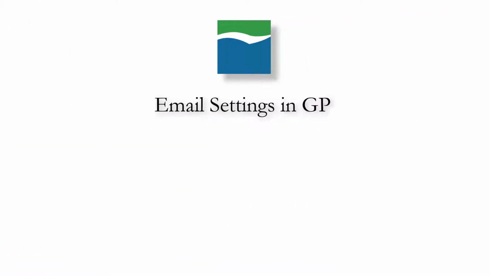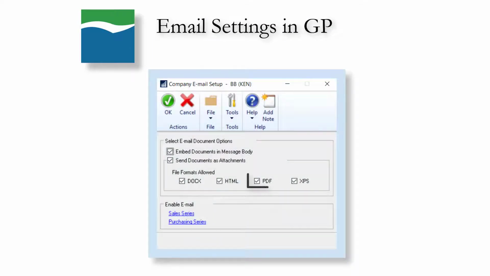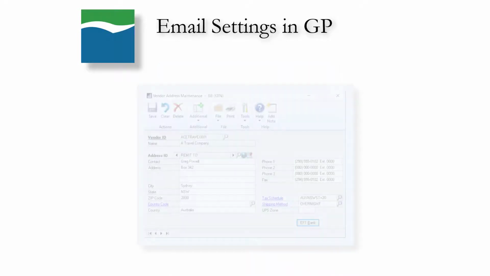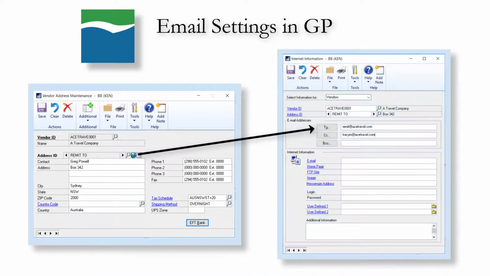There are also several email settings that must be in place within GP to ensure that vendors will receive EFT remittances. First, from within the GP company email setup window, be sure that the PDF box is checked. Otherwise, Mekorma cannot generate EFT files. You also need to have created a remittance message ID in your GP email settings. The EFT file is attached to this message when sent. Finally, from the vendor address maintenance window, you will need to have input the appropriate email address so the system knows where to send your EFT remittances.